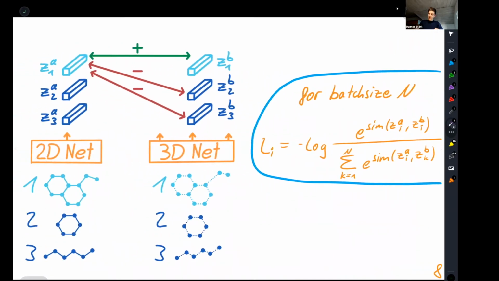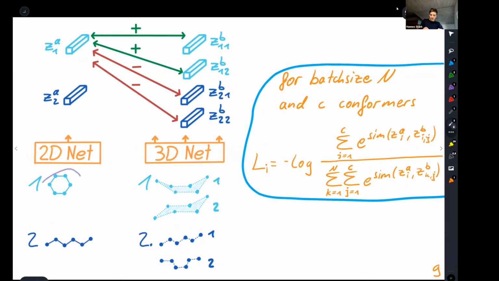Okay, but then we previously said that a molecule does not only have a single 3D representation. Here we just have a single molecule and a single 3D conformer. But we know that actually a molecule can have multiple plausible 3D configurations. So here, maybe this molecule has these two plausible 3D configurations, and this molecule has these two plausible 3D configurations. And if we now want to include the information of multiple conformers, and therefore the possibility of different interactions or different properties that the molecule can have, then we also have an approach to do that.